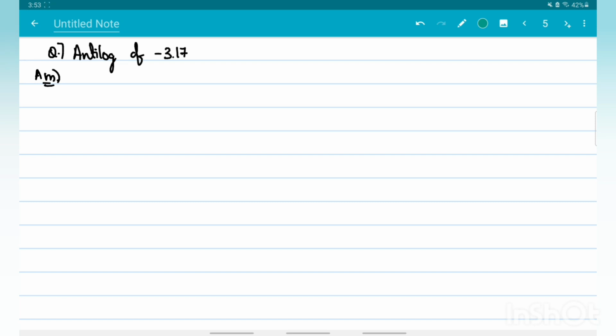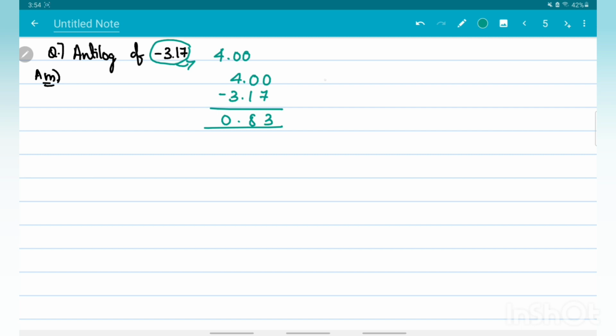Now I'll tell you how to find the negative of antilog. Here we will find the antilog of minus 3.17. Whenever you have a negative antilog, whatever the number given, you're going to round it off to the next number. So this will be rounded off to 4.00. If you had something like 5.16, you would have rounded off to 6.00. So you'll round it off to the next number. Here we have rounded off to 4.00. So what you're going to do is 4 minus 3.17, and you get the answer as 0.83.